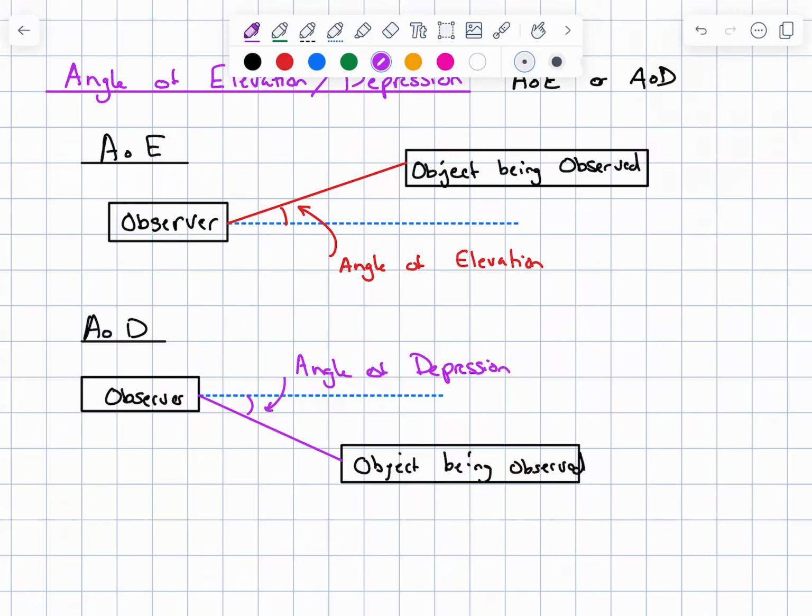Point being is that once again, it's just from the observer's perspective, how far they are looking up or looking down. Like if you were to put their head perfectly on a protractor and follow their eyes, how many degrees would they go up or down? That's the angle of elevation or depression.